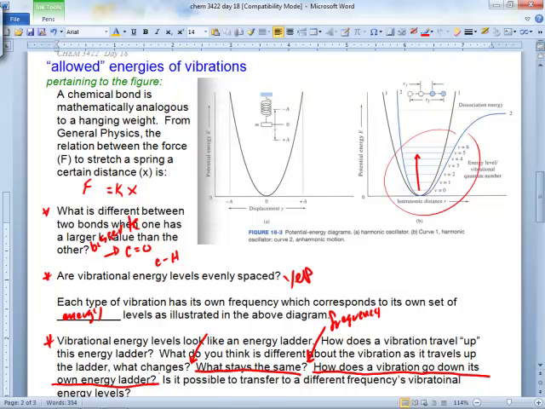How does the vibration go down its own energy ladder? Is it by emitting IR energy? How does the vibration go down? Now think about that option. Deduce it. Is that a possibility? Emit IR energy. He's talking about changing the direction of that arrow, and we're going to emit IR energy.